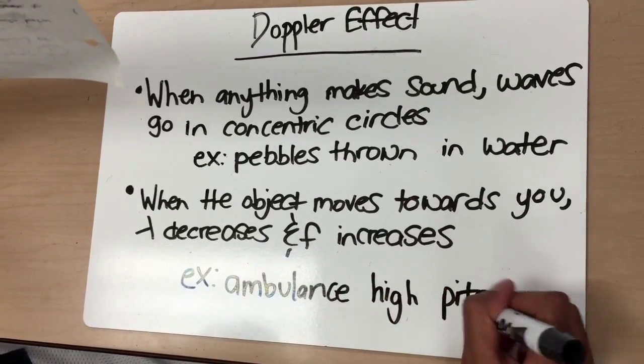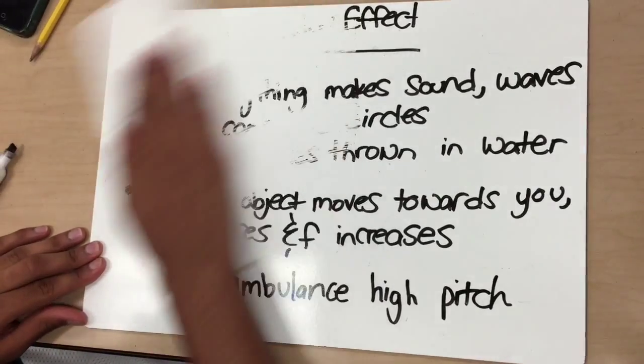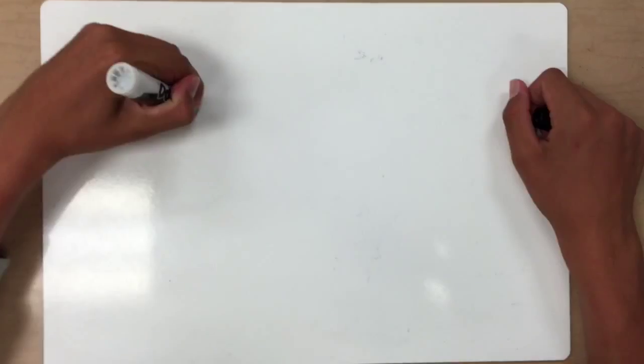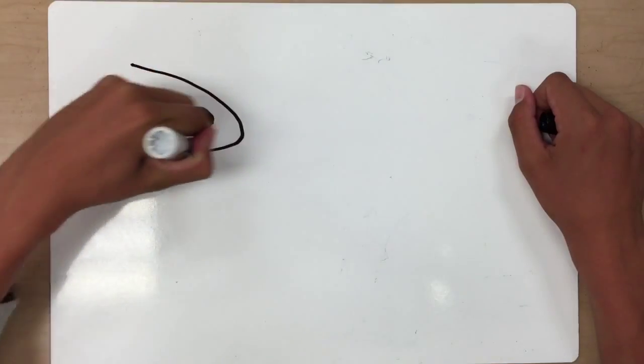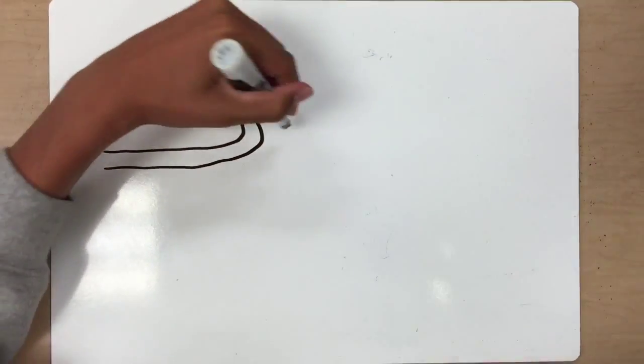Just like an ambulance's high pitch. Now, people still ask me today, even though the object is moving, how come the object is not creating sound in concentric circles? Now let's look at the diagram.